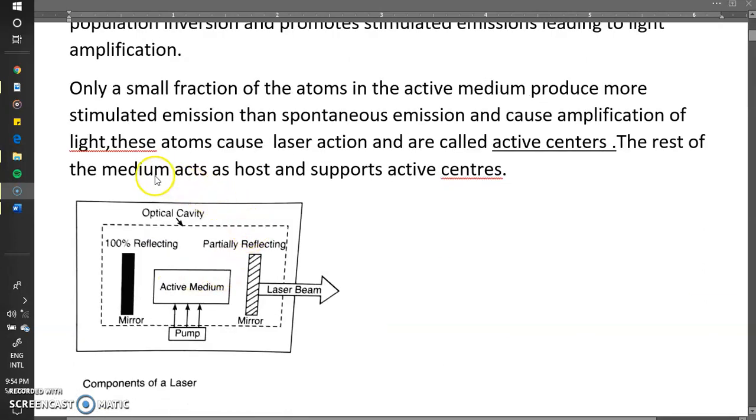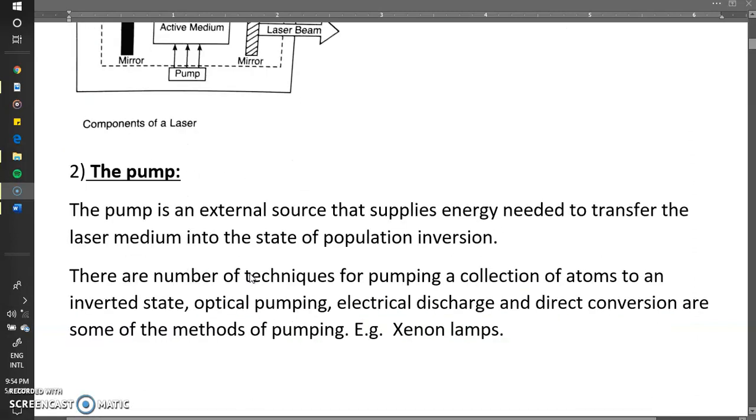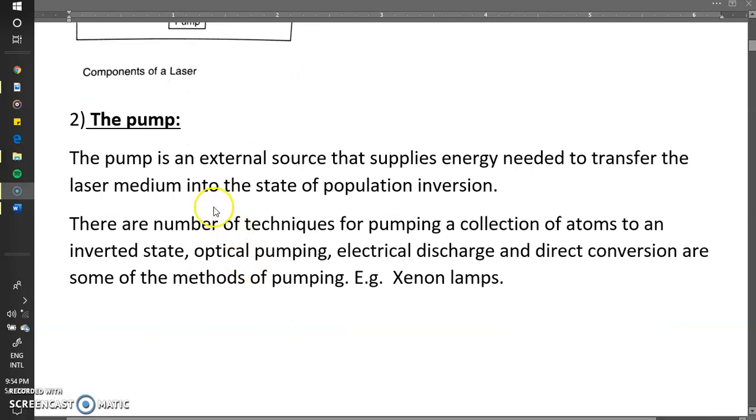You can see this diagram here. This shows the different components of a laser. We have here active medium, the pump, and the optical resonator. The optical resonator has two plain parallel optical mirrors. One is 100% reflecting, the other one is partially reflecting. Next we'll see the pump.